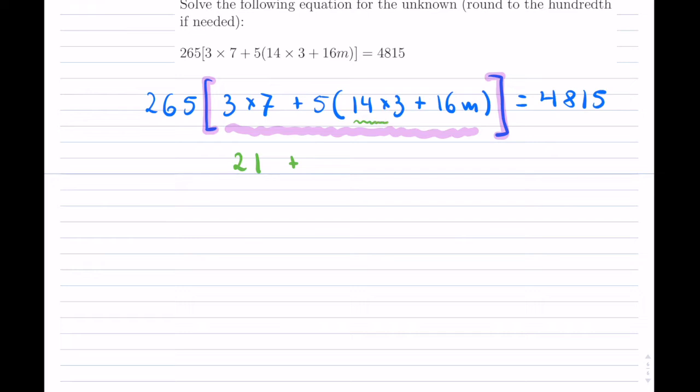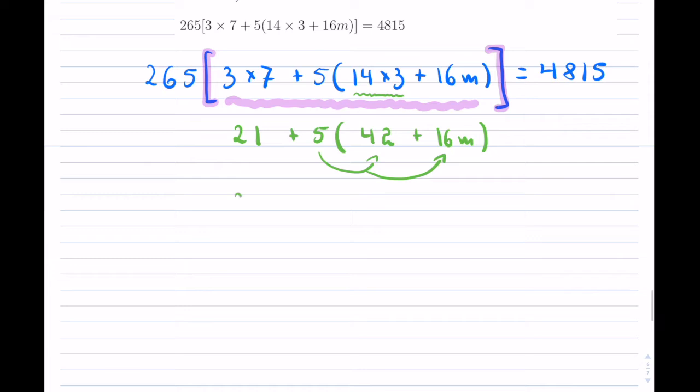I notice that I have 14 times 3, so before I start distributing anything, 14 times 3 is 42, plus 16m. So that's what I have inside of those square brackets. Now I can bring in the 5 and multiply it across both of those terms. So I have 21 plus 5 times 42, which is 210. And now plus 5 times 16, and that is 80.